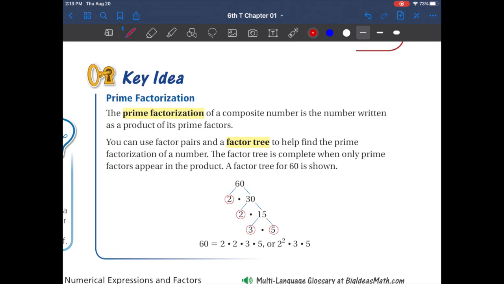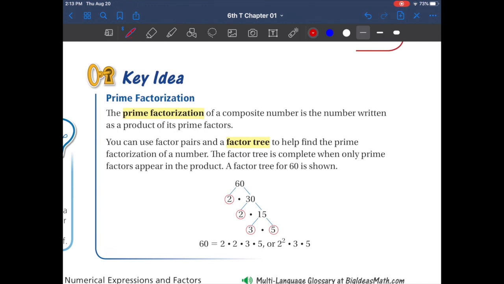So 5 is a prime number, 7 is a prime number, 11 is a prime number, 13 is a prime number. Now, y'all would be like, oh, it's all the odd numbers. No, that's not true. It can be a whole bunch of other numbers. Okay? So, prime factorization, and then a factor tree.